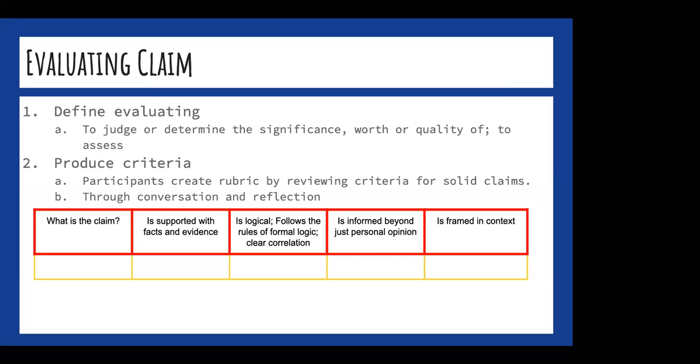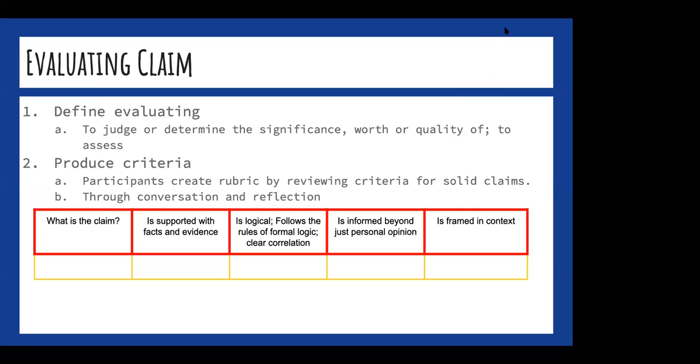And through conversation and reflecting, Lane and I came up with these pieces of criteria. Okay, so a claim is something that is supported with facts. A good claim, correction, is something that is supported with facts and evidence. A good claim is logical. It follows the rules of formal logic. There is a clear correlation. It is informed beyond just personal opinion, and it is framed in context.